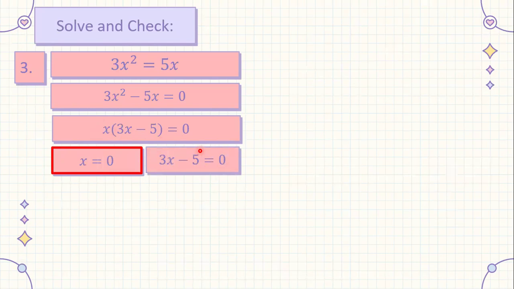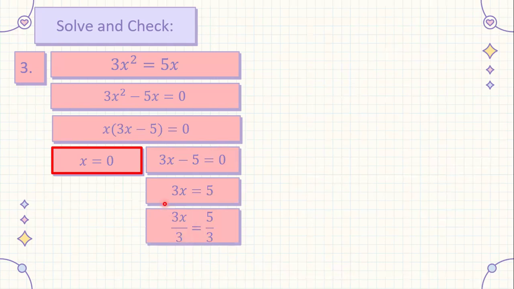Finding x, we need first to transpose negative 5 to the other side. So we have 3x is equal to 5. And eliminating the numerical coefficient that goes with the variable, we need to divide both sides by 3. Dividing both sides, this will cancel. The value of x is 5/3.